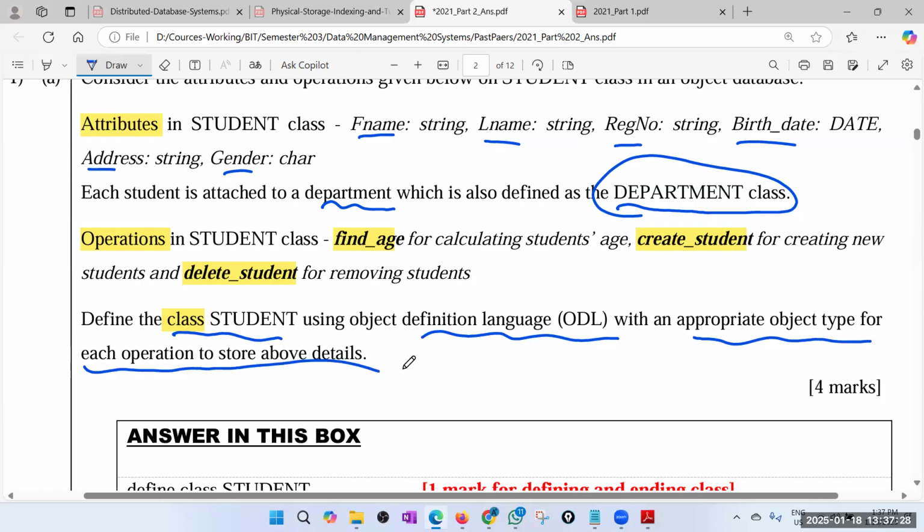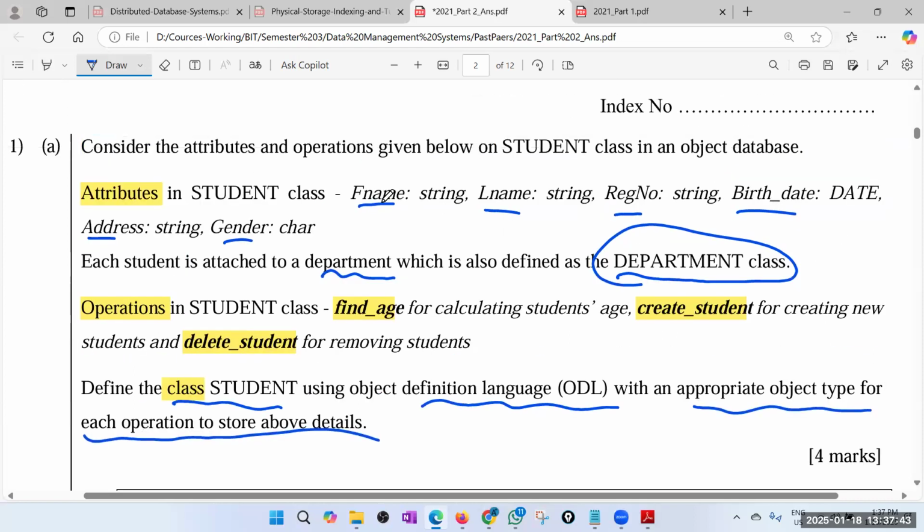So remember, this is not a type, this is a class. Class can have your data or attributes and operations. You can have your own subtypes also. So that means these are your attributes. You have the data type also. You just need to put it into the correct syntax only. Then these are the operations. So first you can define a type with these data values. Then operations, you have 3 operations: find age, create student, delete student. You don't need to write the body, you just need to write the signature.